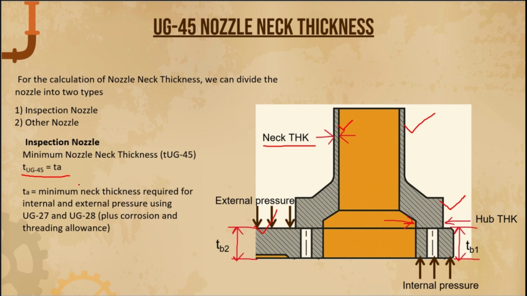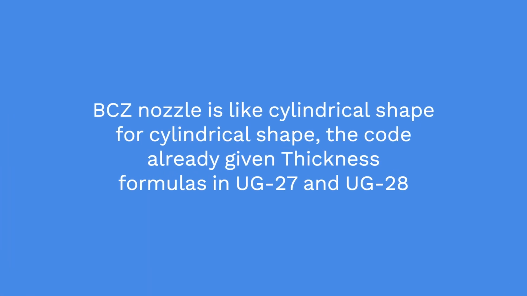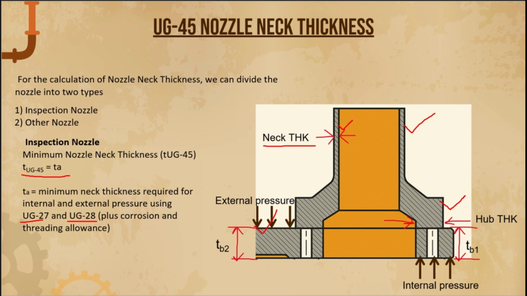This is the direct formula we are taking from UG-27 and UG-28, because it looks like a cylindrical shape, right? We already know for cylindrical shape how to calculate the thickness. That means the code has already given the thickness formula in UG-27 and UG-28 for internal and external pressure conditions. Next we will see the minimum nozzle thickness calculation for other nozzles.